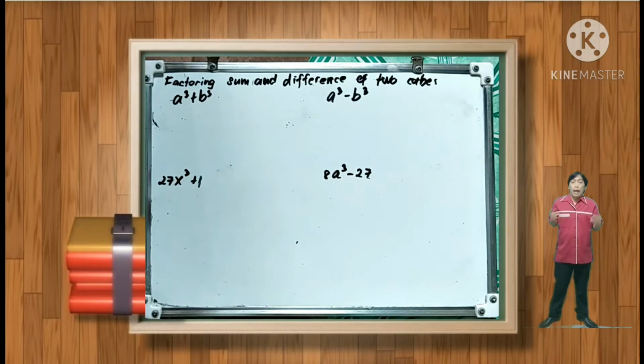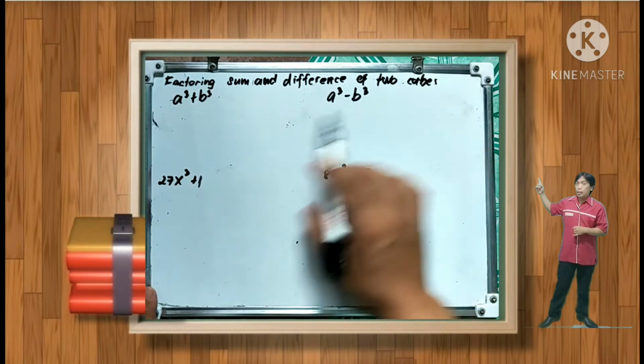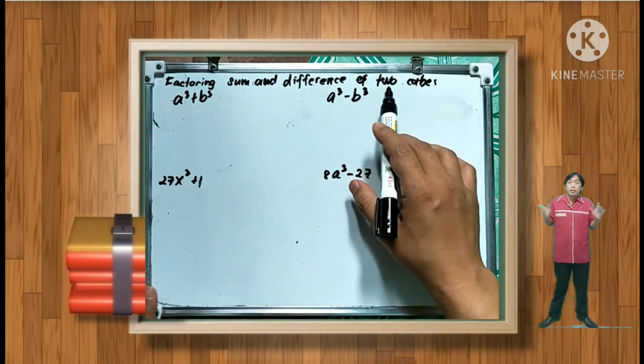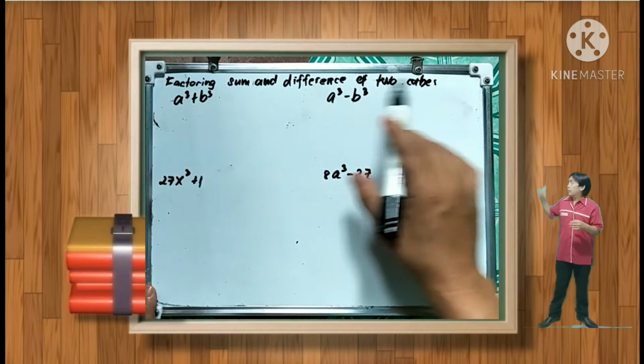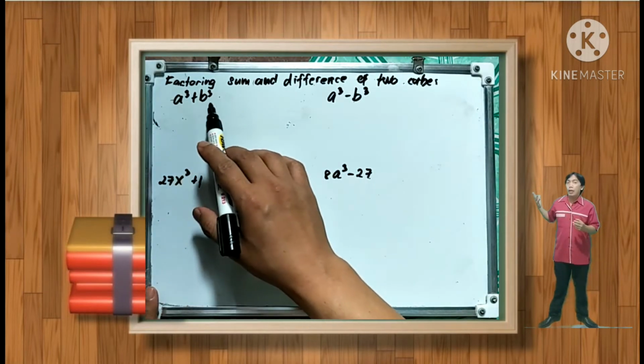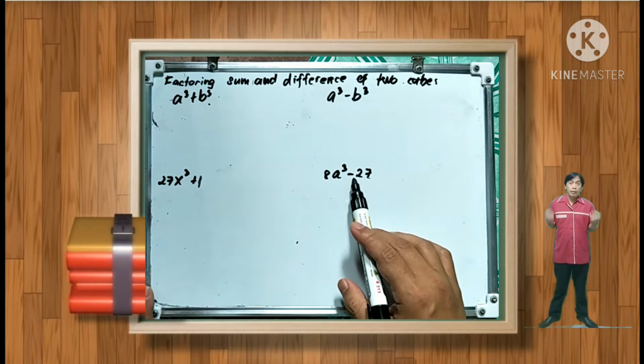Okay, our topic for today is factoring the sum and difference of two cubes. Here we have the sum, here we have the difference, and we have two cubes. When we say two cubes, the first term has a cube root, and the second term has a cube root also. Again, we have the plus, the sum, and the minus, the difference.